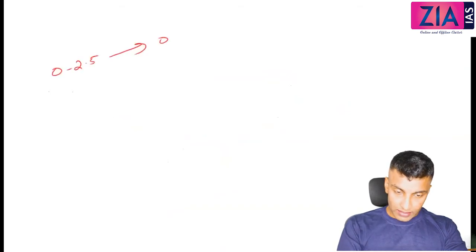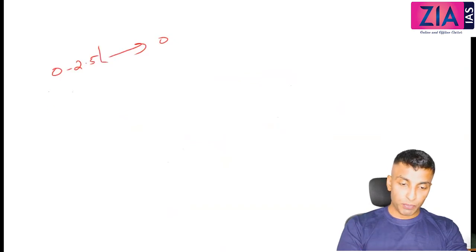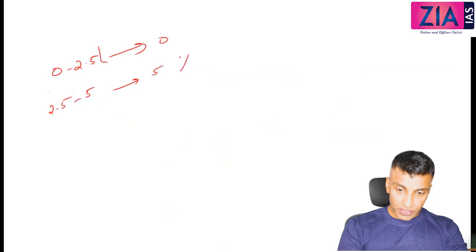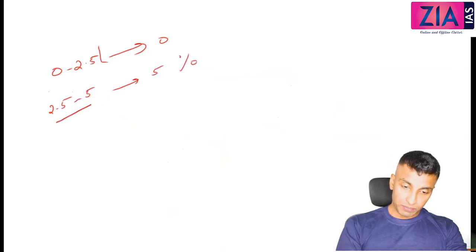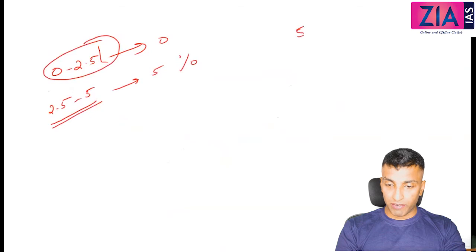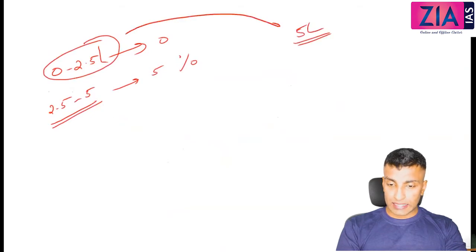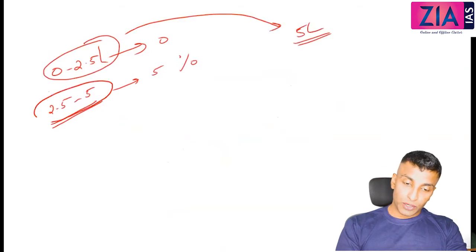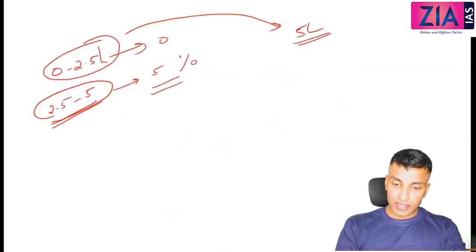So what is a normal tax slab? From 0 to 2.5 lakhs, there is no tax. From 2.5 to 5 lakhs, 5% tax. So how much do you need to pay? This first 2.5 was exempted. If your income is 5 lakh, the first 2.5 was exempted, and the next 2.5 you need to pay at 5%. That means you have to pay 12,500 here.